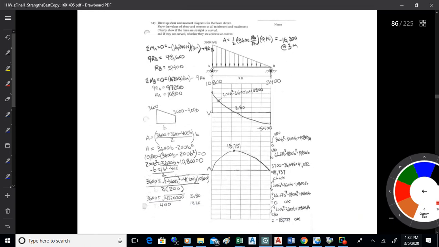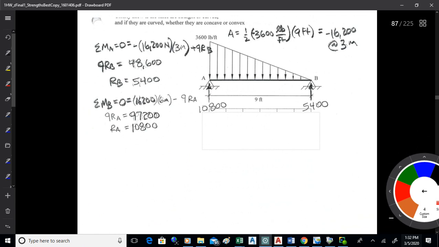Triangular load, we already have the reactions. 10,800 on the left and 5,400 on the right. Now we went over one of these in class and I gave you that note sheet for it. I don't know if everybody has one of these. I think it's a similar process. You're going to have to look at that. So that's going to be required because we're starting off.